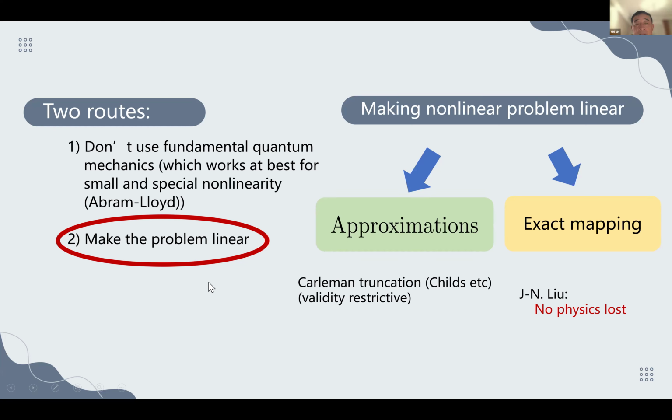But the second route is that there's no choice. Can you make the problem linear? Of course, we mathematicians know how to make a nonlinear problem linear. Linear is just doing linear approximation. There are all different ways to do it. You linearize around a constant, you linearize around maybe the global equilibrium and so on. So that's what people did before us. The most popular method is so-called Kalman truncation.